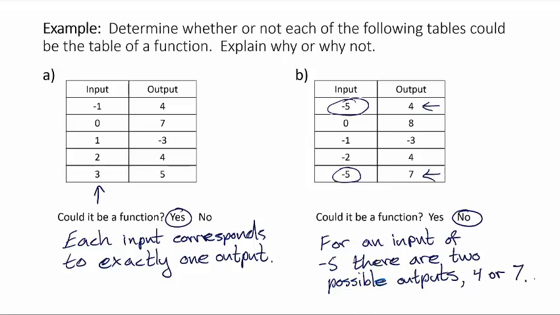4 or 7, right? So that's what you want to be looking for with any set of points, whether you have a table or just a listed set of ordered pairs. Do any of the x values repeat in a way that you get two different values of y corresponding to that value of x?